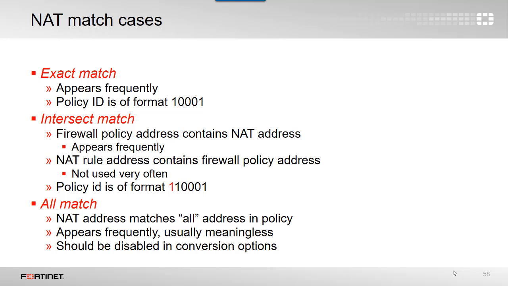So when we have an intersect match, it doesn't wholly match it. So some of the traffic wouldn't be NATed, but some is. Then the policy ID format changes. So we prepend the number.